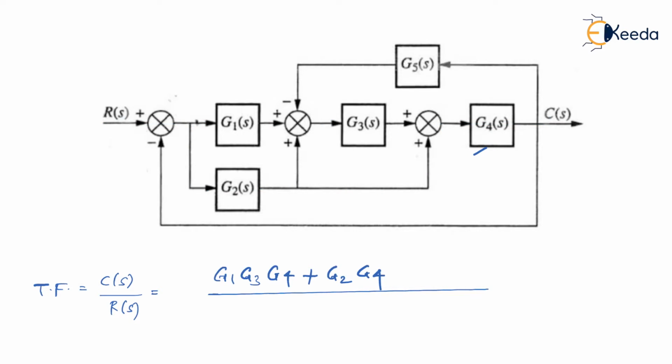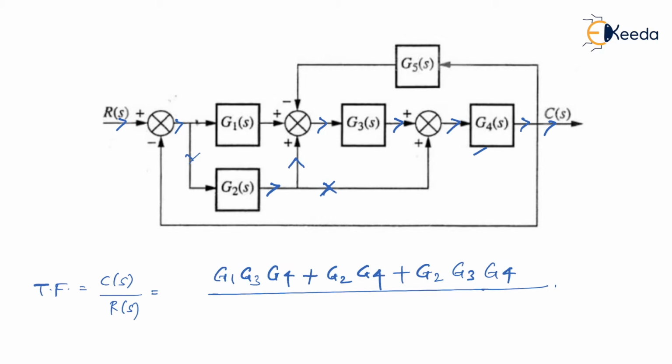There is one more possible path. If you look carefully, starting from R of S, then G2, and then if you remember, we traveled through this, right? So I'm not going to travel through this. Instead, I'll go up, and then I'll move through G3, then to G4, and then to C of S. This is also a possible forward path we can have. So plus G2, G3, G4. So now our numerator part is ready.